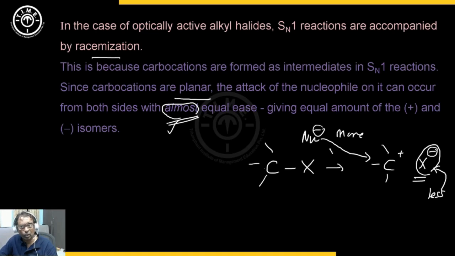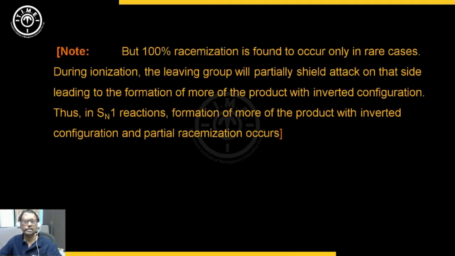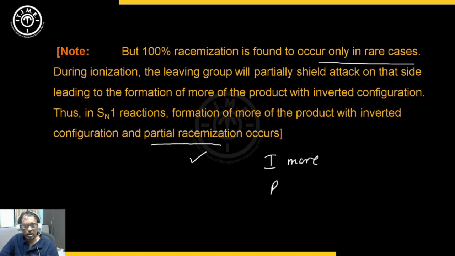So the inversion is more than retention. If it comes from the same side, it is retention. If it comes from the opposite side, it is inversion. In SN1, we thought that there is 50% retention and 50% inversion, but it is not equal. The inversion is more than the retention, right? That is what you can read from this. 100% racemization is found to occur only in rare cases, right? So this point shows that it is partial racemization. The inverted product is more than the retention product. Clear? That you keep in mind.